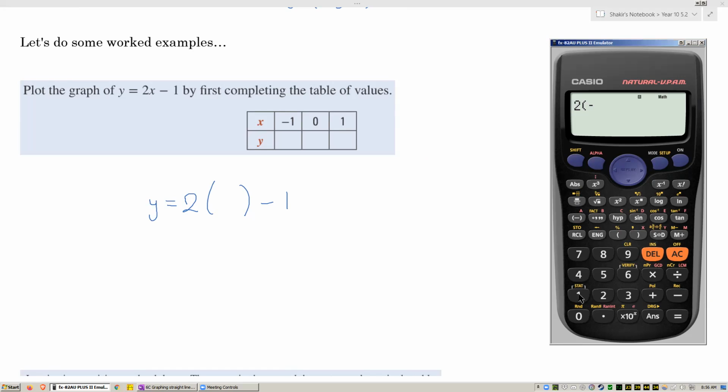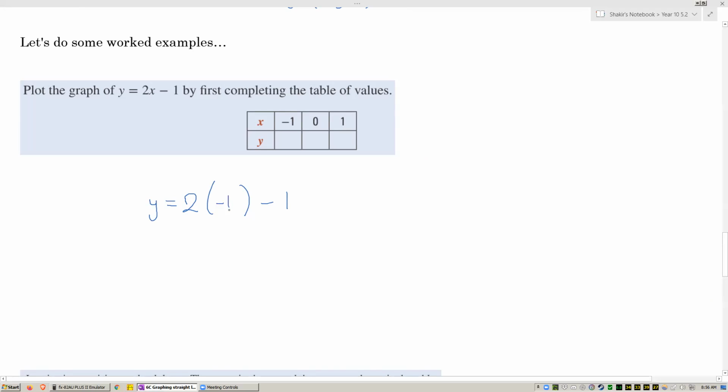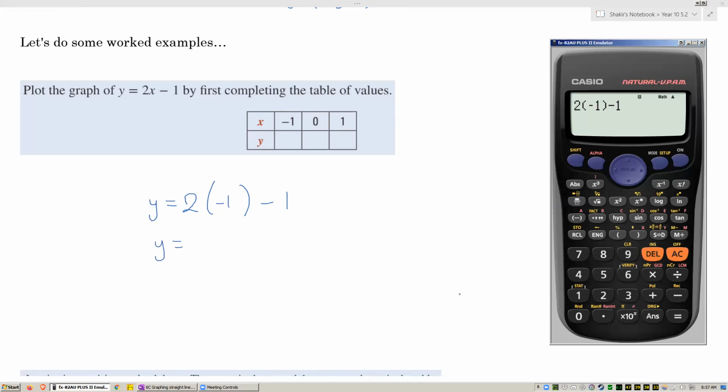So 2, open bracket, -1, close bracket, minus 1, and that's -3. So y is equal to -3. If I put in -1 here, y is going to equal -3.